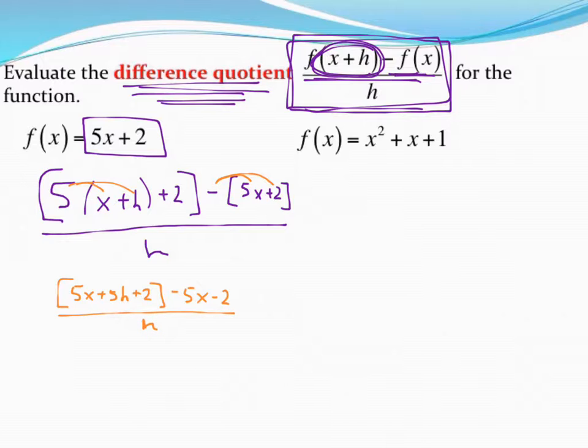Well, here's where things should start to cancel out. If nothing cancels out, something's gone wrong for you. So I see I've got a positive 5x and a negative 5x, cross those out. I see I have a positive 2 and a negative 2, so cross those out. And all that's left then in the numerator is 5h. And all that's left in the denominator has always been just h, but I can see that now those h's will cross out, and so after all this is said and done, I end up with just a 5.